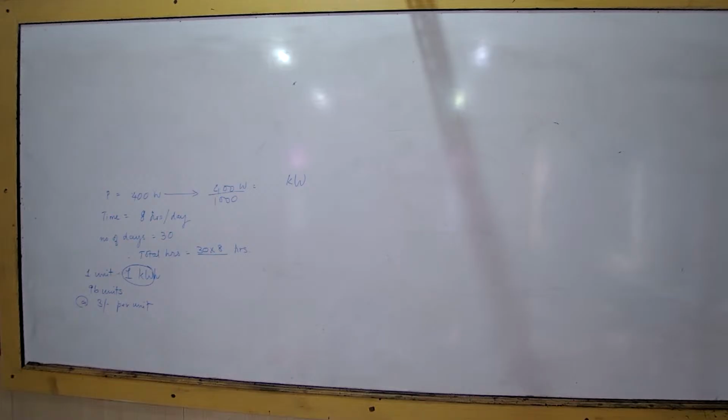The motor is on a 220 volt line. Determine the power of the motor. So which formula can you use? VI. Okay. And the energy consumed. First find out the power, then you have to find out the energy. So 220 times 5.